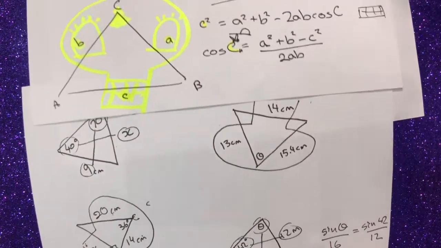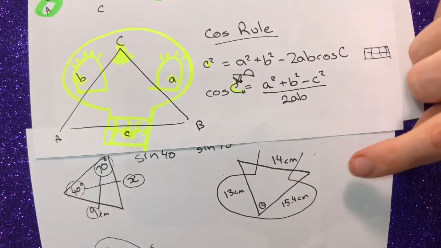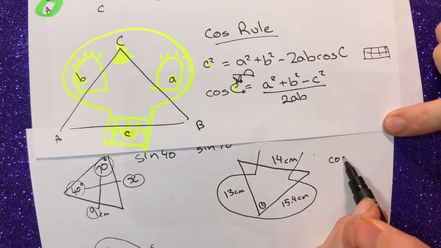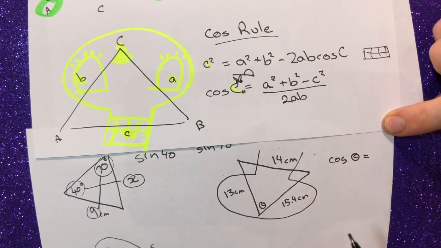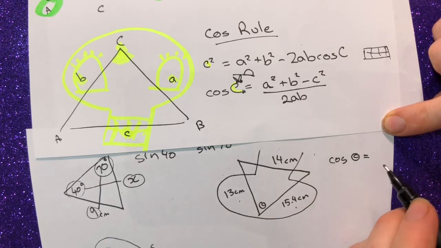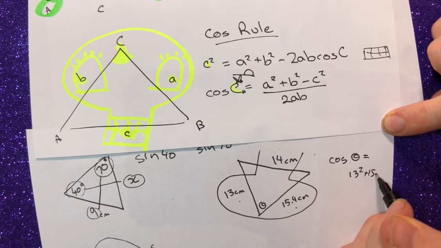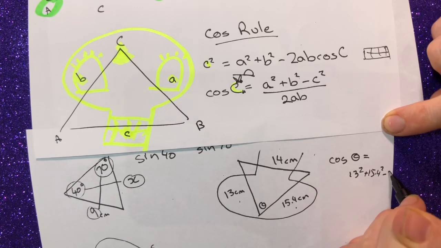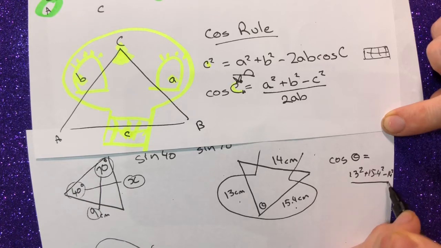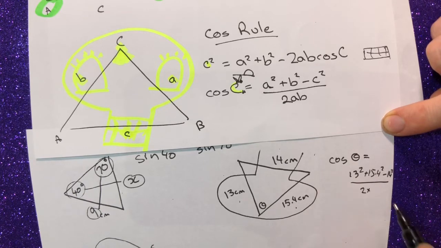This one up here, it's the nose rule. So cos of the angle equals A and B are going to be either side, the eyes. So 13 squared plus 15.4 squared minus 14 squared on 2 by 13 by 15.4.